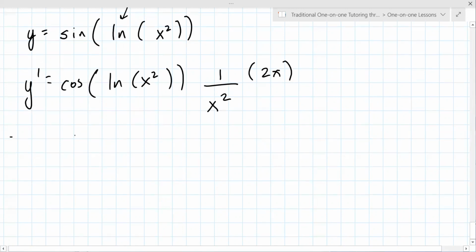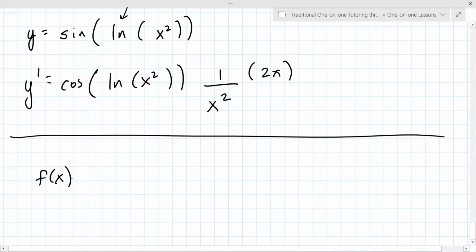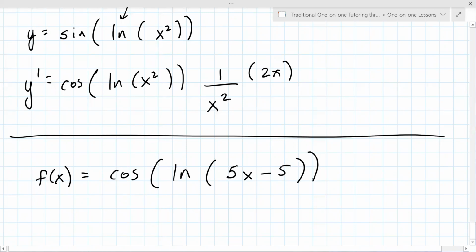Okay, let's try another one. Let's say f of x equals cosine of natural log of 5x minus 5. Okay, so f prime of x equals negative sine x in parentheses. No, wait, negative sine of x, or without the x? Well, you have to keep the inside function. What's the inside?